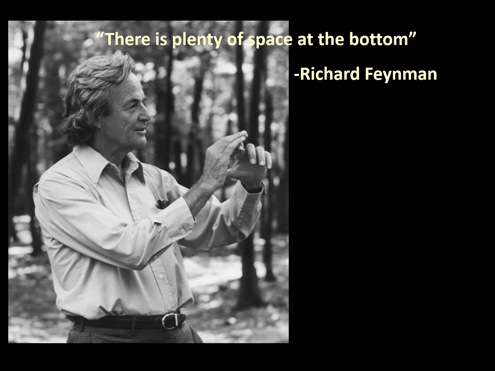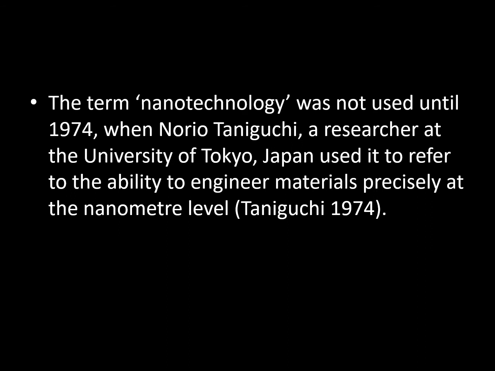Now, in fact, a systematic study of nanomaterials started with a statement from Richard Feynman, the famous physicist, who said that there is plenty of space at the bottom, by which he meant that if we have the power to manipulate things at an atomic scale in the nanometer range, then we can achieve new material properties hitherto unknown. He was a theoretical physicist, and from theoretical considerations he predicted that if it is possible to control structures at an atomic scale, then new properties can be achieved. This was the starting point of what we now call nanoscience and nanotechnology. The term nanotechnology was formally used in 1974 when Norio Taniguchi, a researcher at the University of Tokyo, Japan, used it to refer to the ability to engineer materials precisely at the nanometer level.